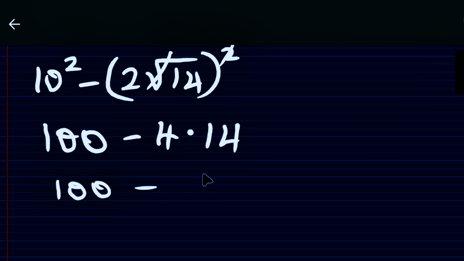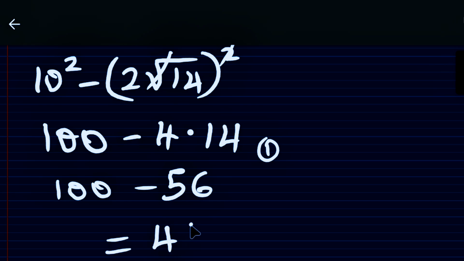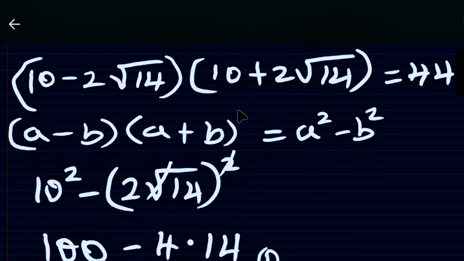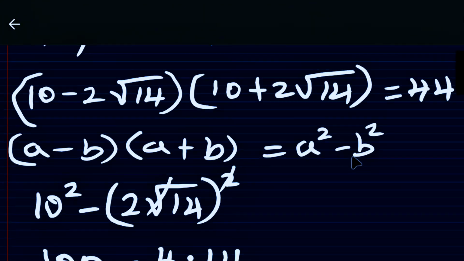4 times 4 is 16. We'll write 6 and take 1. 4 times 1 is 4, plus this one is 5. So we'll have 56. 100 minus 56 gives us 44 as the right answer. So both values satisfy this given equation.